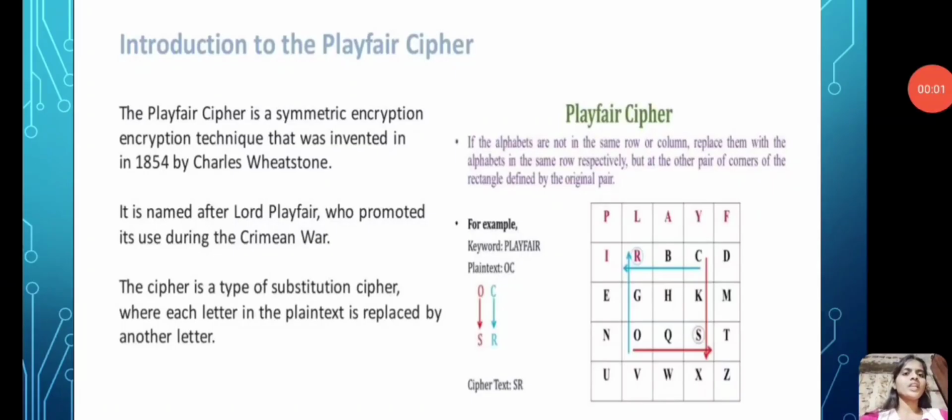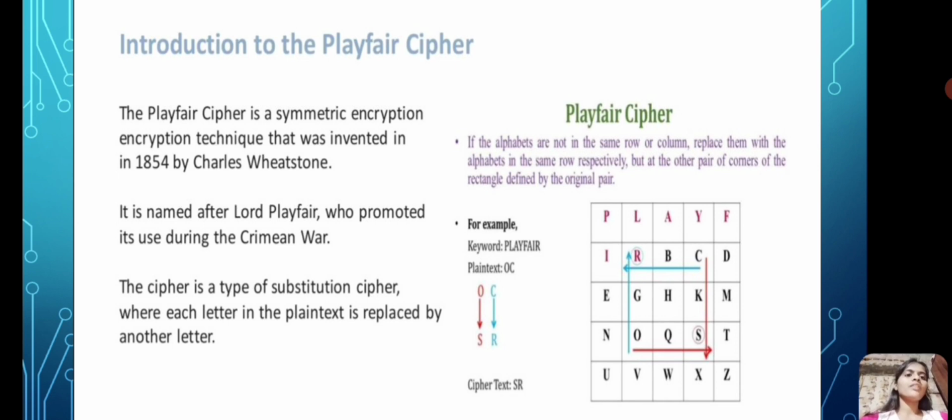Introduction to the Playfair Cipher. The Playfair Cipher is a symmetric encryption technique that was invented in 1854 by Charles Wheatstone. It is named after Lord Playfair, who promoted its use during the Crimean War. The cipher is a type of substitution cipher where each letter in the plain text is replaced by another letter.